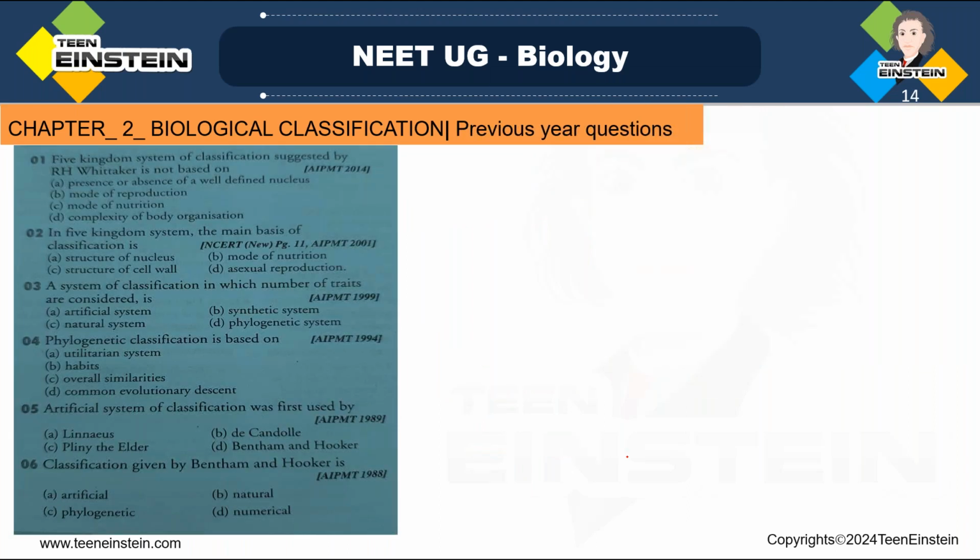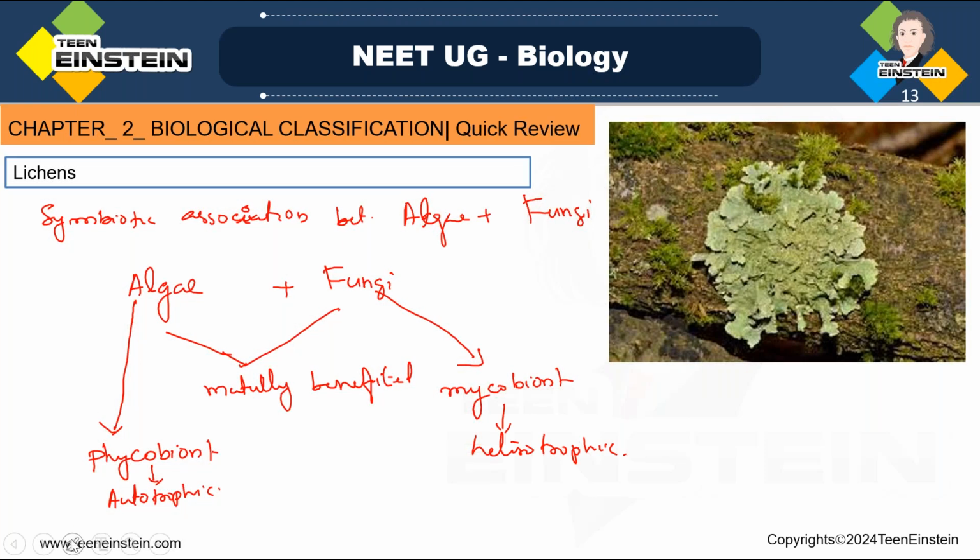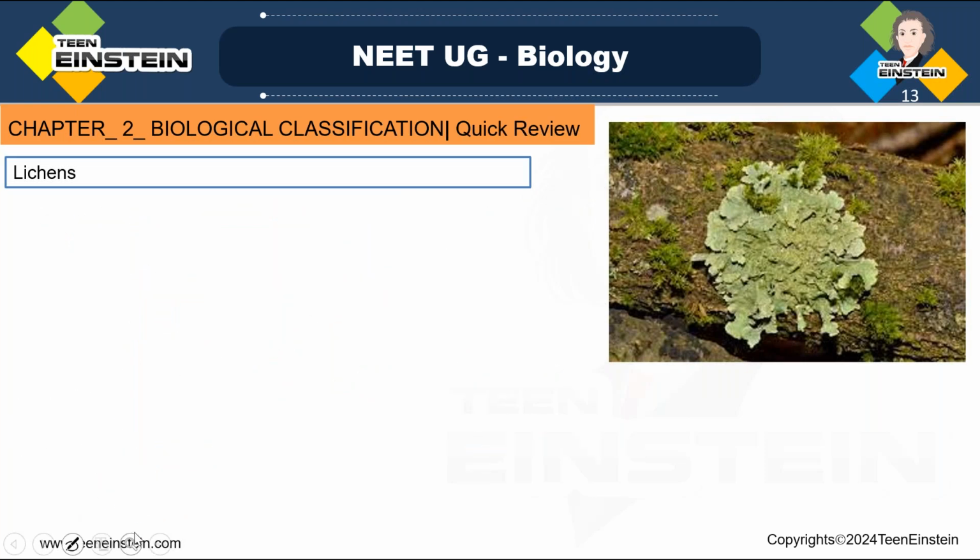Next, we can move to the previous year questions. But before that, I just want to tell you the characteristics of each kingdom, character-wise. So here itself, I'll tell you first which characters we are considering. Cell type. See, in kingdom Monera, how can we say the cell type, whether it is prokaryote or eukaryote?